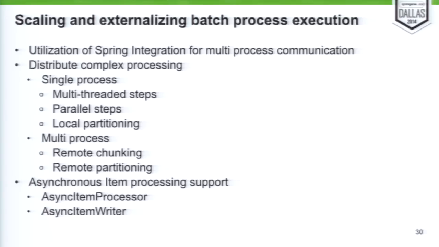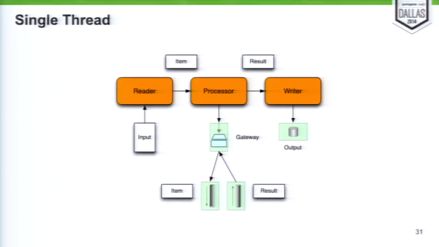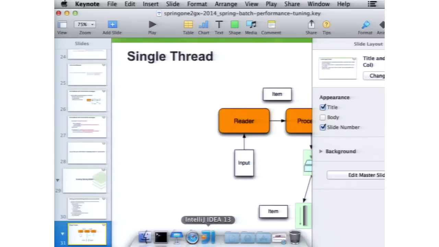Also, asynchronous item processing support. We have AsyncItemWriter and AsyncItemProcessor, and those will wrap your item processor and item writer implementations. Basically, the processor hands a future to the writer. Whenever the processor's done, the writer will go and write out the completed tasks. All right, so single thread. This one takes a little while.